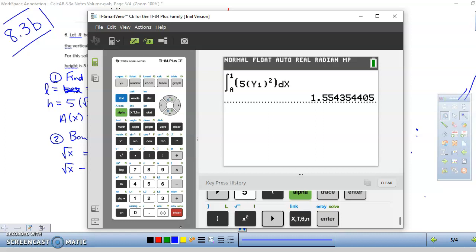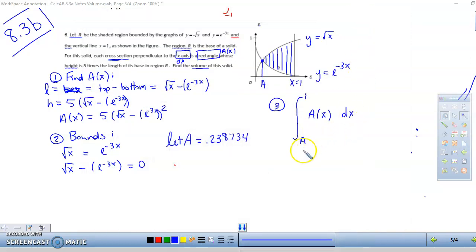Let me just flip over to my page. Yep, that looks like what it is. So 1.554 would be the volume. So the volume would be, and you write that there as well, 1.554. Okay, so that's a different type of cross-section. So that's a rectangle, and then given those particular constraints.